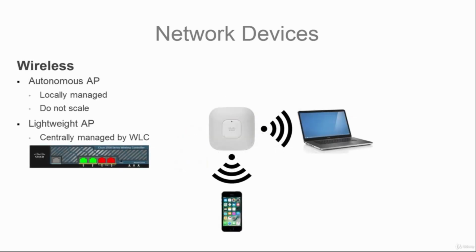Finally, we have wireless devices. Wireless connectivity is a major concern when it comes to securing a network and should be protected with strong encryption and authentication methods. Wireless access point deployments can be autonomous or lightweight. Autonomous APs are configured and managed individually and do not scale well. Lightweight APs are centrally controlled by a wireless LAN controller. For security alone, this is a big advantage for monitoring and maintaining consistent secure configurations across the wireless network.